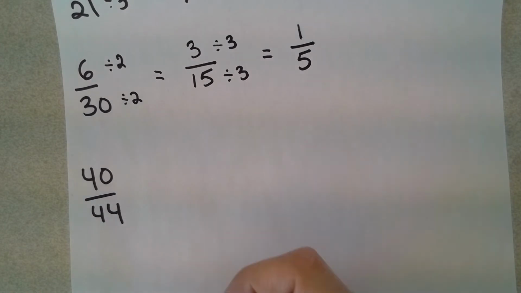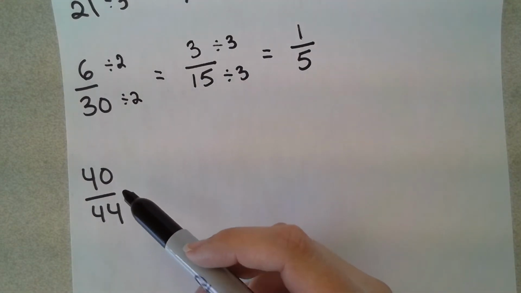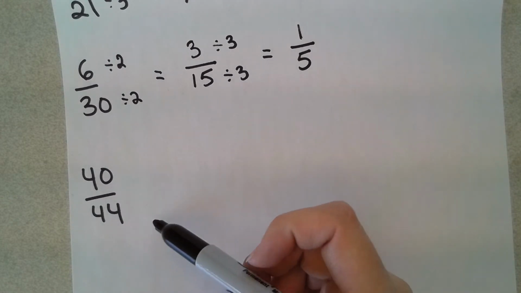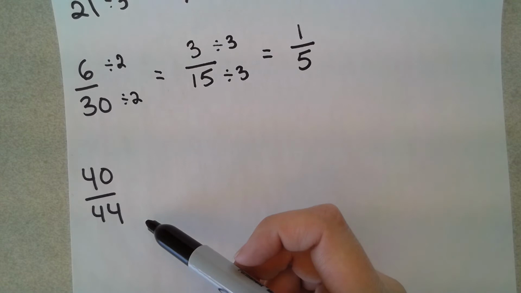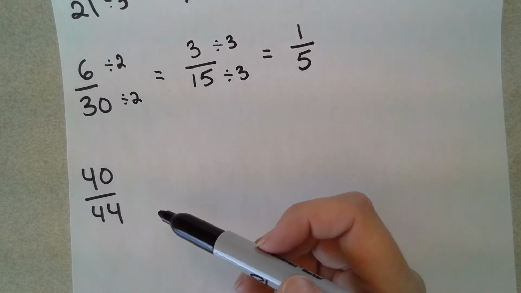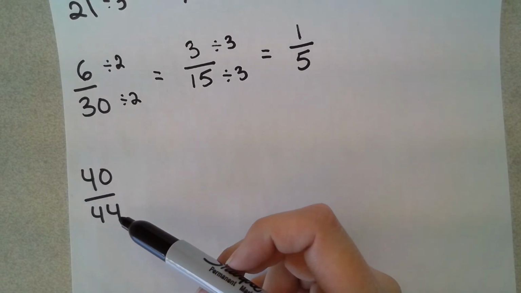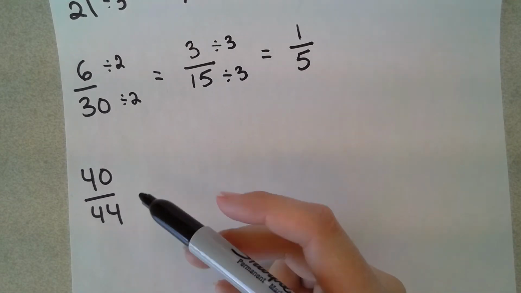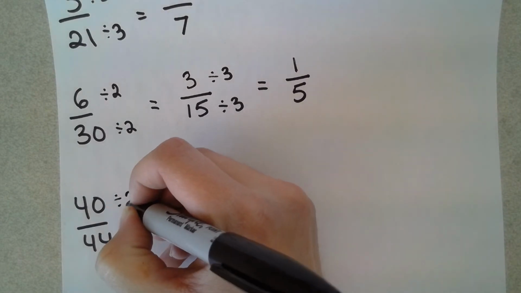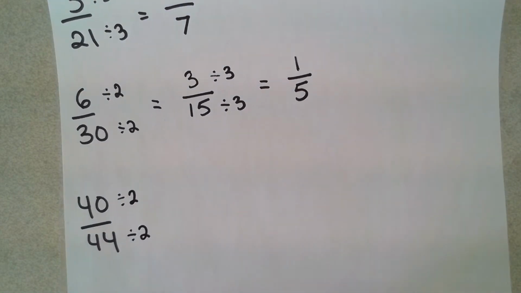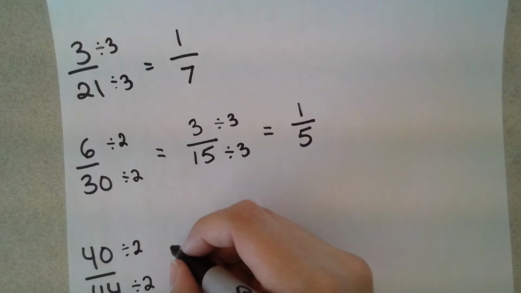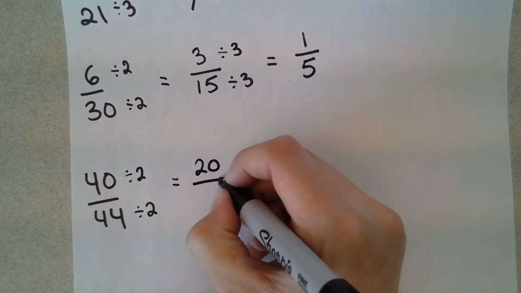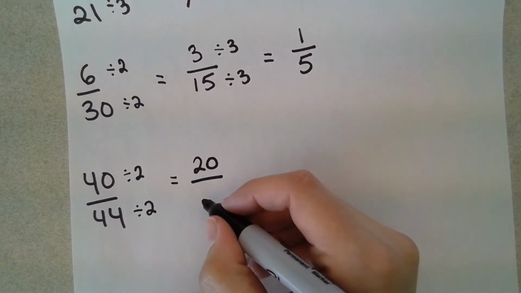Okay, now I'll just do one last example with you here. Now this one, similar. Okay, let's say we have 40 over 44, and you weren't quite sure which number goes into this that's the highest. So again, you know that it's an even number on the top and the bottom. So you can at least start by dividing by 2. So 40 divided by 2 is going to give you 20. 44 divided by 2, you're going to get 22.